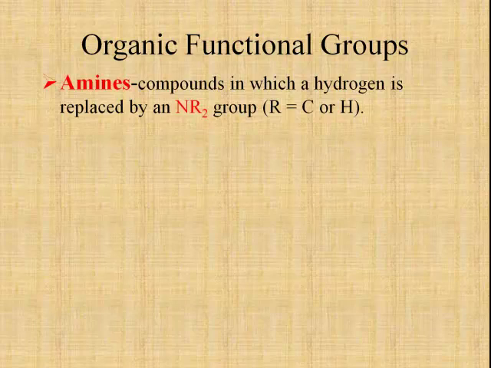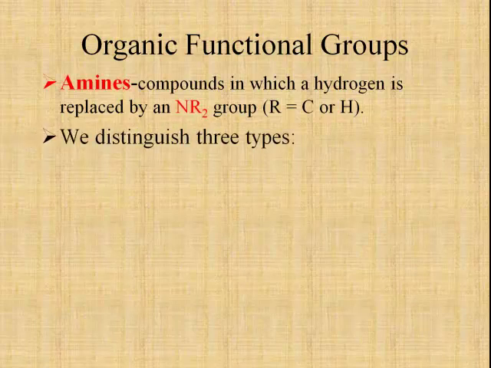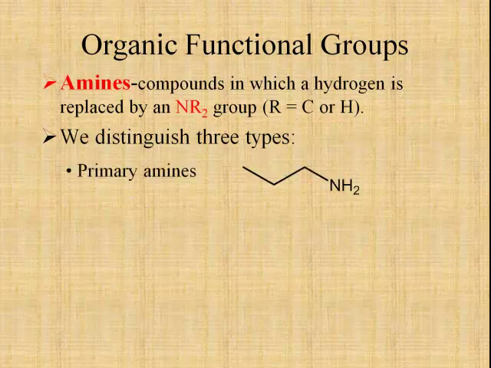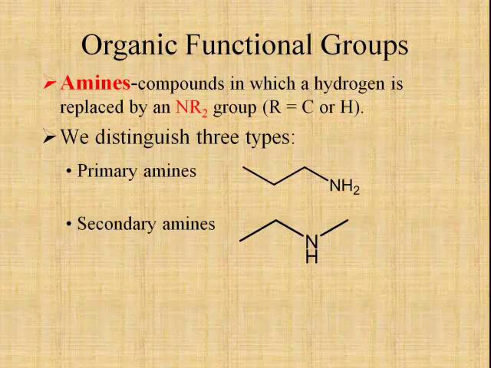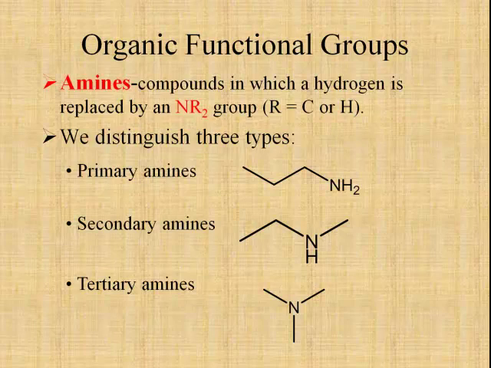Amines are compounds which contain nitrogen, and like the alcohols and alkyl halides, we distinguish 3 types. We have primary amines, secondary amines, and tertiary amines. But we distinguish these according to the number of alkyl or R groups attached to the nitrogen. Now make a note that this is different from the way that we categorize the alcohols and the alkyl halides.